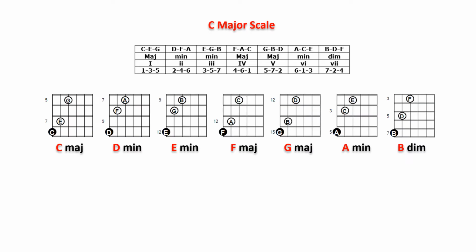The triads in C major are C major, D minor, E minor, F major, G major, A minor, and B diminished. The 3 major triads built on the 1st, 4th, and 5th scale degrees of the C major scale are C major, F major, and G major. 3 minor triads built on the 2nd, 3rd, and 6th degrees are D minor, E minor, and A minor. The only diminished triad, which is B, is built off of the 7th scale degree.